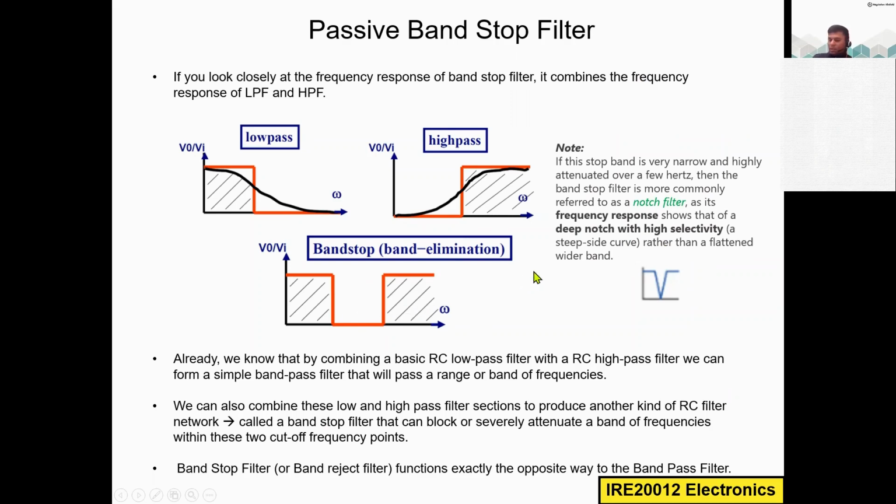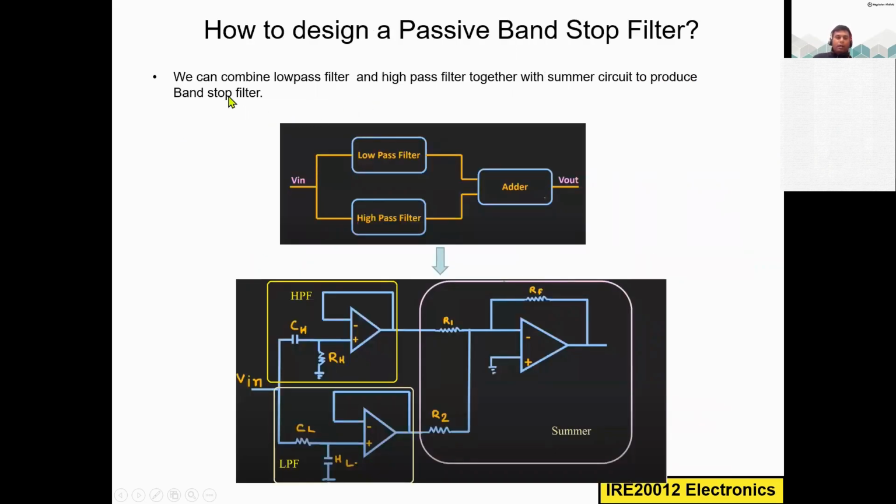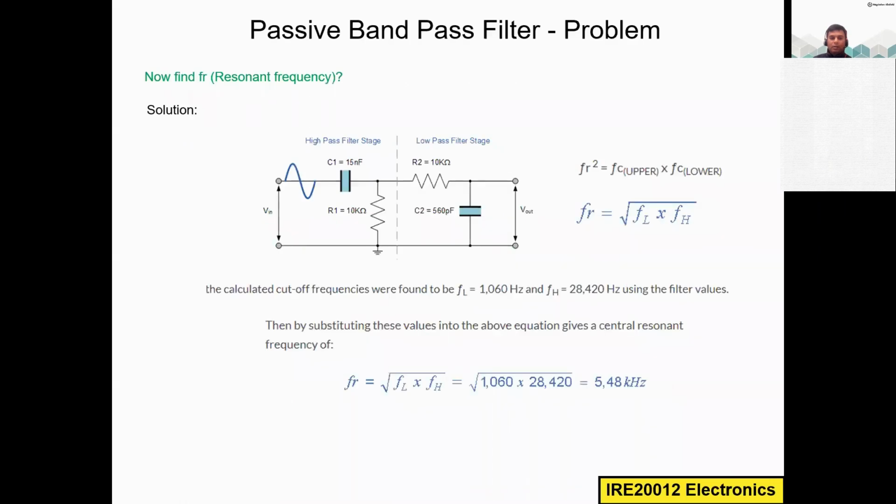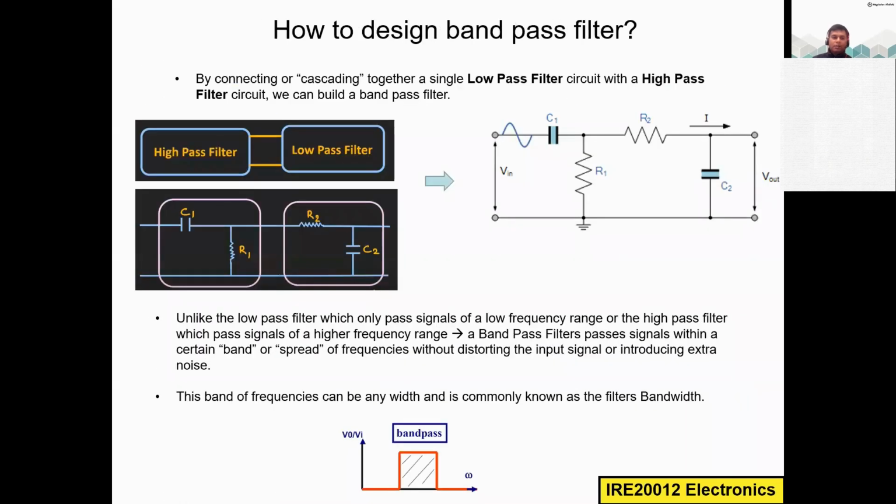Okay, so now we will just move on. We can combine these low pass filters and high pass filters together with a summer circuit to produce the band stop filter. So this is the difference between the band pass and band stop. In band pass, we do not have the summer circuit or adder circuit. We just cascaded this low pass and high pass together. So if you remember this, we just cascaded this high pass and low pass and we formed this band pass filter.